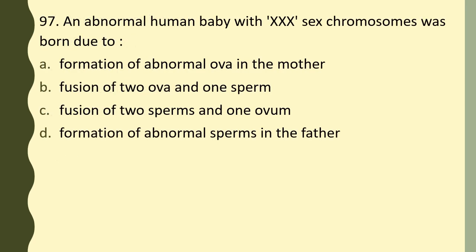Question number 97. An abnormal human baby with XXX sex chromosome was born due to formation of abnormal ova in mother, fusion of 2 ova and 1 sperm, fusion of 2 sperm and 1 ova, formation of abnormal sperm in father. Abnormal human baby with XXX sex chromosome was born due to. The correct answer is option A, due to formation of abnormal ova in the mother.